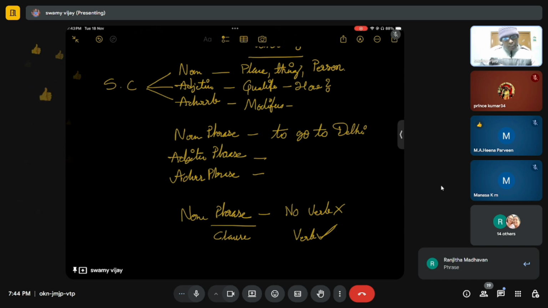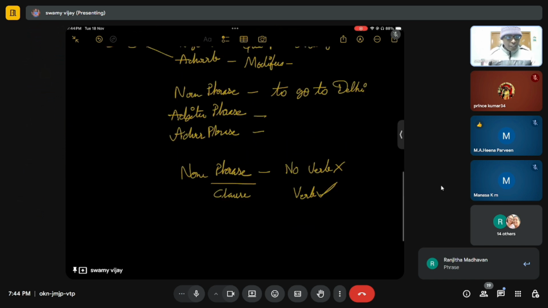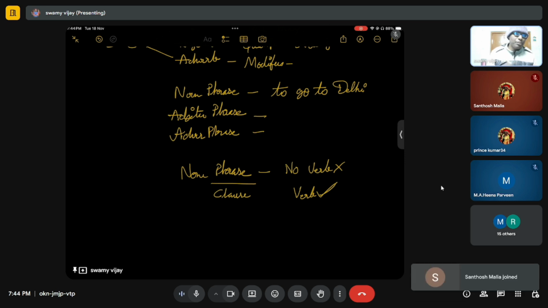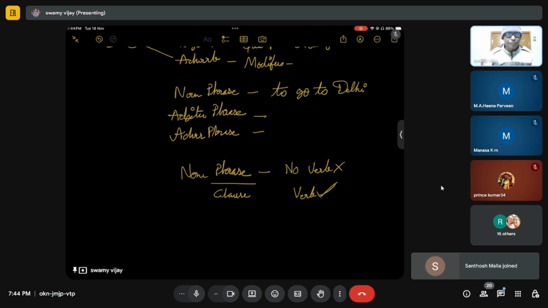Okay. Now, what is a clause? How can you transform this into a clause? Noun clause. To go to Delhi. Is it possible for a phrase to be transformed into a clause? I have written one phrase, to go to Delhi. Now, can you transform that into a clause?